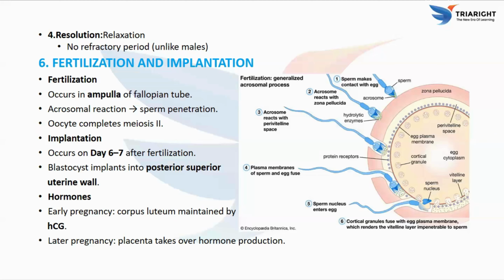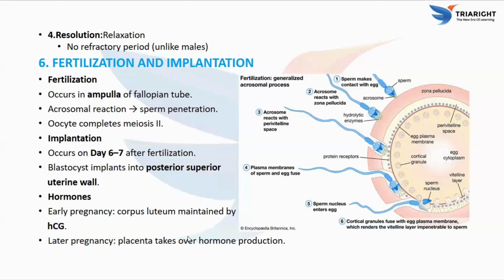So what happens after sperm entry? The secondary oocyte completes the meiosis II division, forming the ovum, the egg nucleus, and the second polar body, which dies. So then the sperm nucleus plus the egg nucleus form the diploid condition of the zygote. So this is the first cell of the baby. So soon after fertilization, implantation takes place.